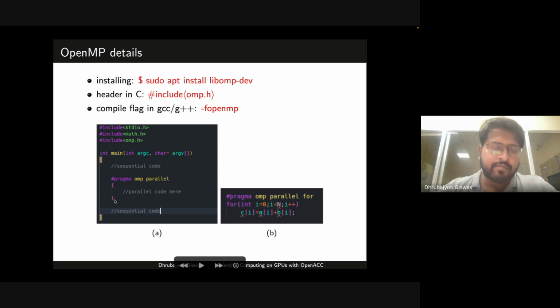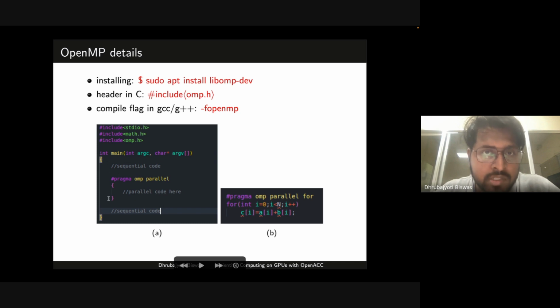This is just one of the boilerplate codes I had written to illustrate an example of how you can use OpenMP. So like a C program, you do stdio, math and all that. And you have to include this omp.h like I have included. Then you write your int main. Then over here, you will have your sequential code. Something you have to do, maybe initialization and things like that.